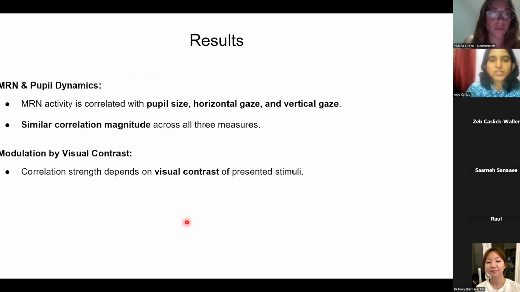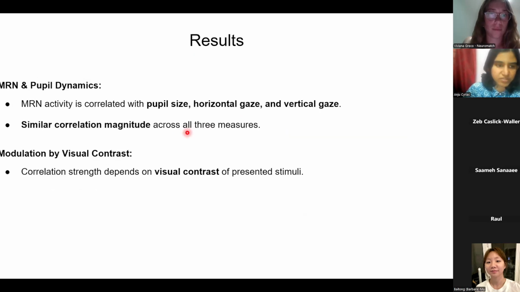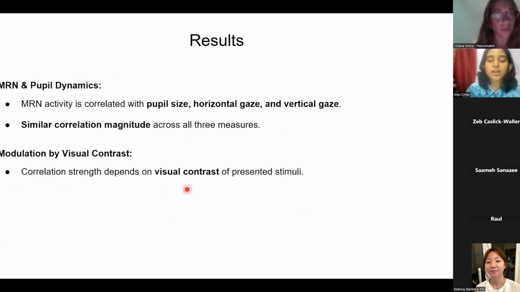So that means our results indicate that brain activity is clearly correlated with pupil size, horizontal gaze, and vertical gaze, and the correlation magnitudes between the brain activity and each of these pupil metrics are almost similar in magnitude, as you can see from the graphs. And also, the correlation strength depends on the visual contrast of the presented stimuli. As we can see, when the contrast level presented to the mice was high, then the correlation is also high.